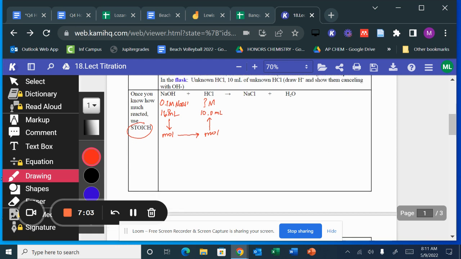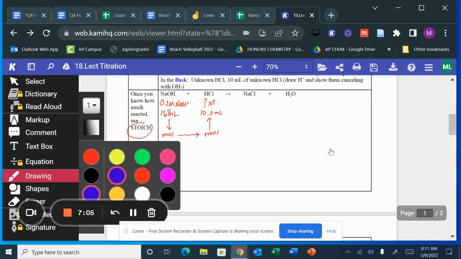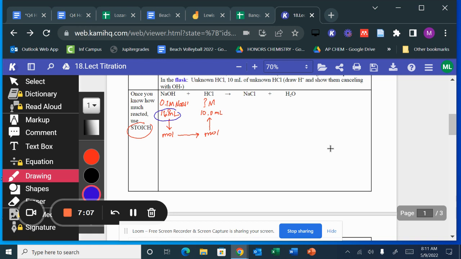Okay, so I'm going to start with a singleton here. The singleton is 16.0 milliliters. I'm going to start way over here because I need more room. 16.0 milliliters, turn that into liters. 1,000 milliliters is 1 liter of NaOH.